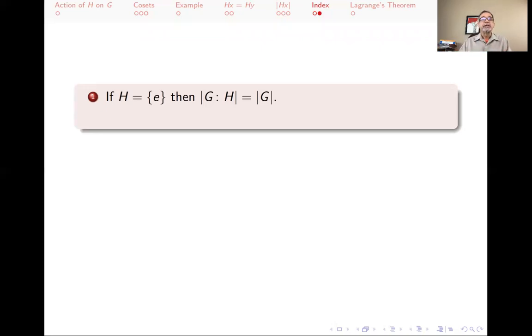Why is that? Because if the subgroup is the identity, then how many cosets does it have? Well, it has a lot. Every single element is going to be a coset by itself, because if you take H and multiply it by x, you just get the set consisting of x. So every right coset will have one element. And if H is G, if H is all of G, then that's just the one coset, and cosets partition. There's no room for anybody else. So there's just one coset. The index of H in G is 1.